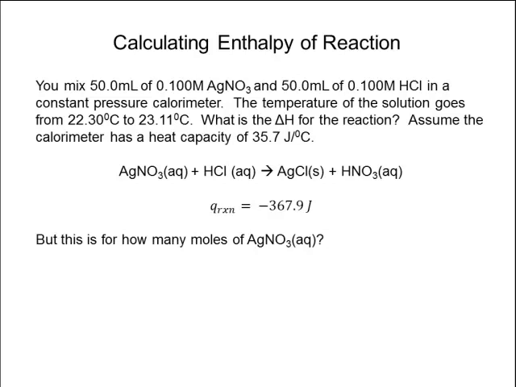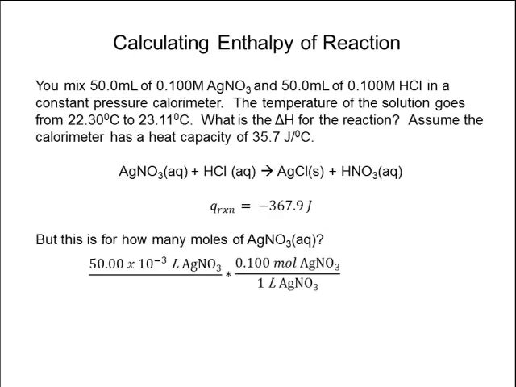Once again, this is where limiting and excess reagent would be an issue. Whichever one would be the limiting reactant, we'd use that to calculate the moles that we're going to use. In this case, they both have equal amounts, and it's a 1-to-1 ratio in the balanced equation, so we don't need to worry about limiting and excess reagent. So if I take my 50 milliliters of silver nitrate times the molarity of my silver nitrate, I end up with 5.00 times 10 to the negative 3 moles of silver nitrate.